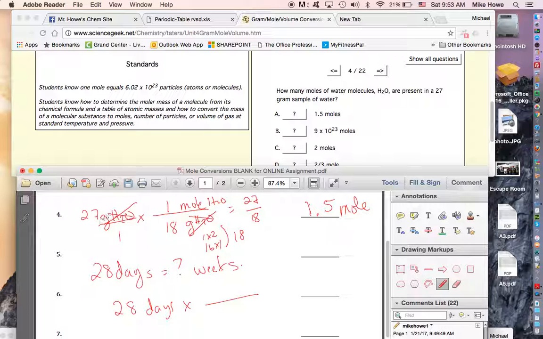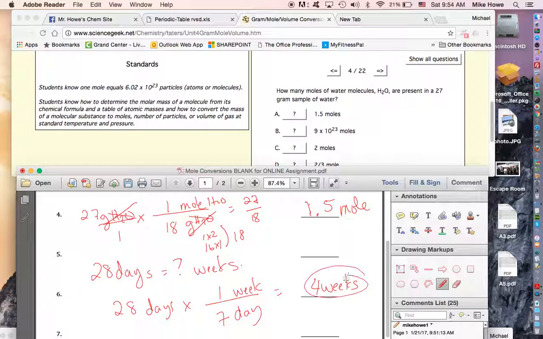Just like up here, we wanted to multiply by 1. This is 1 because 1 mole is equal to 18 grams, or the same thing. So I put days on the bottom, and I put weeks on the top because I'm looking for weeks. So we know that 1 week is 7 days. So you have 28 times 1 divided by 7 equals 4 weeks.